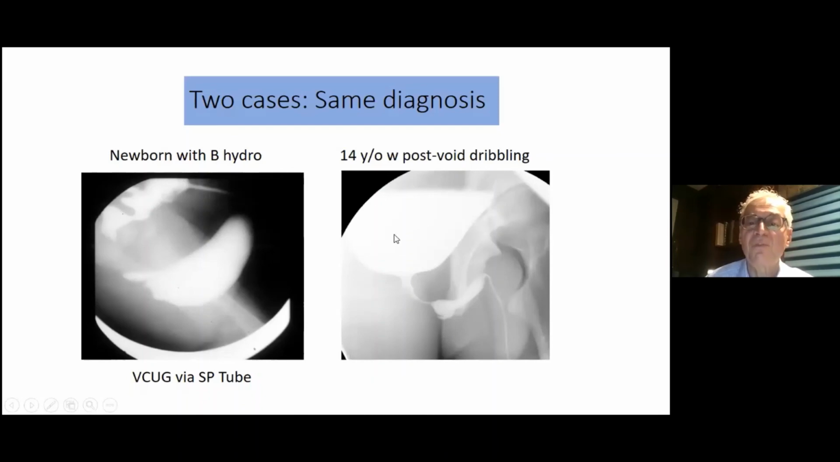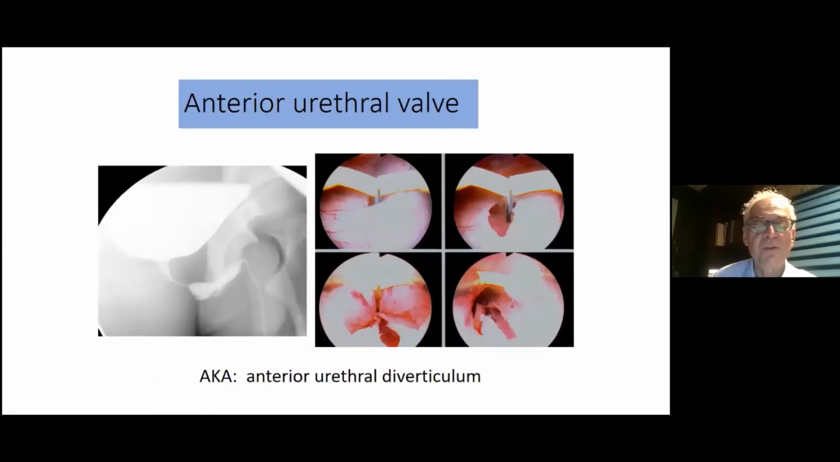And then this is a 14-year-old who I got totally fooled by, who came in with post-void dribbling. I wrote him off. I said there's nothing wrong. Anyhow, the local urologist got a cystogram on him, and this is what it showed. These are both anterior urethral valves. So this is a huge urethral diverticulum. Here's the urethra here, and then you've got this huge diverticulum. And this kid also has an anterior valve, a urethral diverticulum. So these are anterior valves, urethral diverticula.